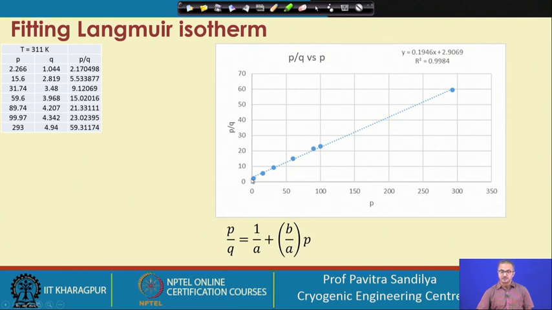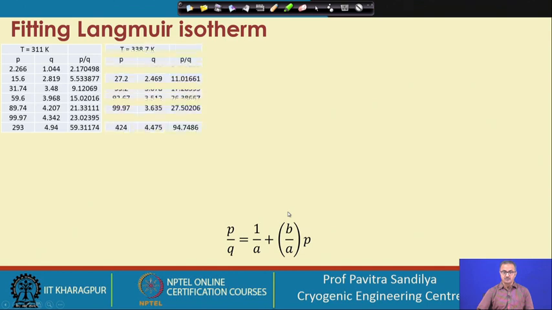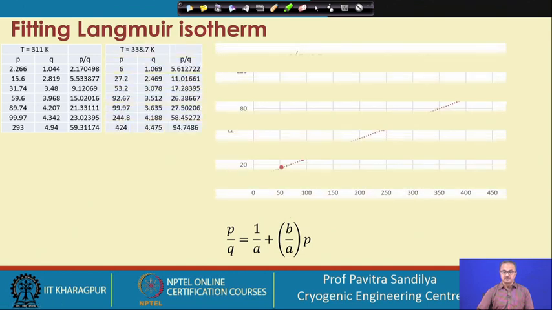So, the reciprocal of the intercept is the value of a, whereas if we divide the slope by the intercept, we shall be able to get the value of b. So, that is how we can find the parameter values for the Langmuir isotherm from this straight line curve, and then we can do it for the other temperatures also.